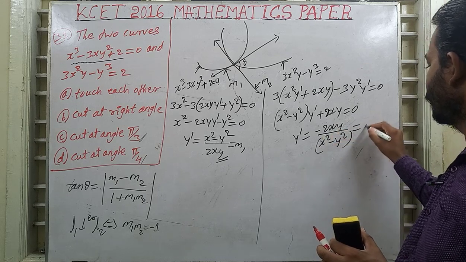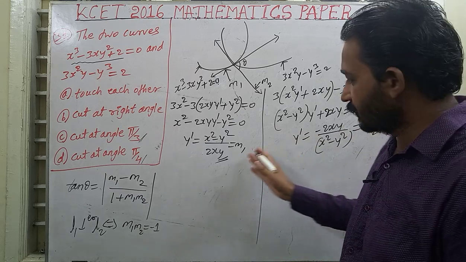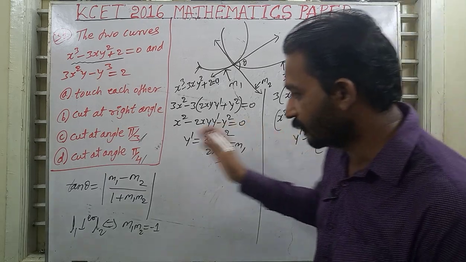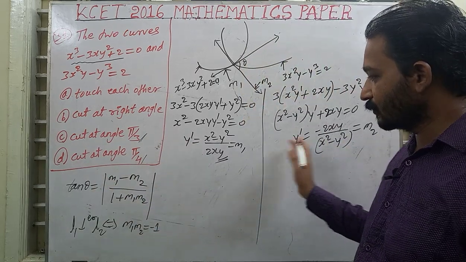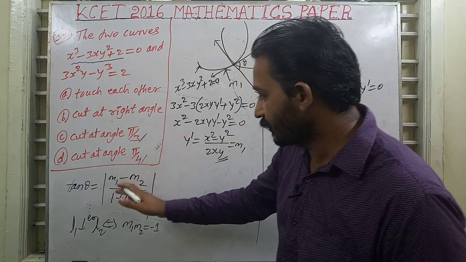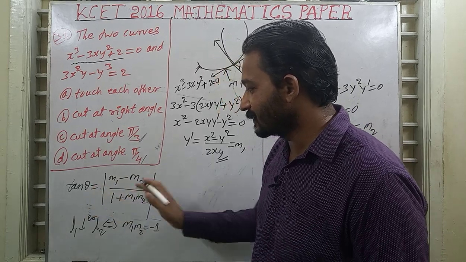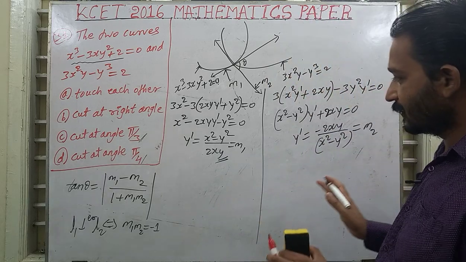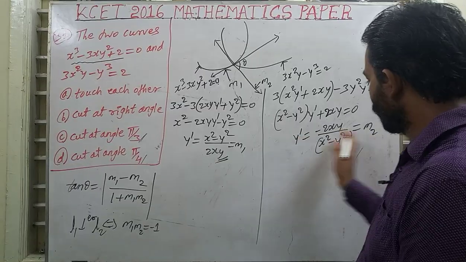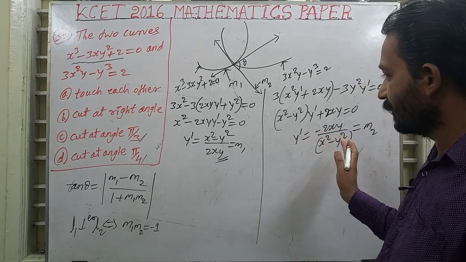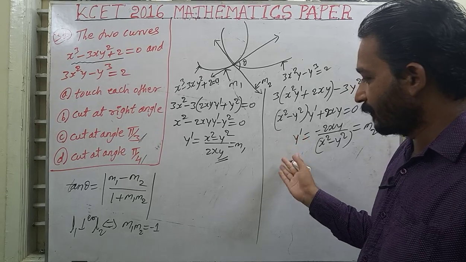This is m2. So m1 and m2 are obtained, and using these two slopes we have to find tan theta. But I am not substituting these two into the formula and finding the angle between them, because this is a lengthy process. In this case we identify that m1 and m2 are reciprocals of each other with a minus sign. So applying the perpendicular condition to these slopes, we get the required answer.